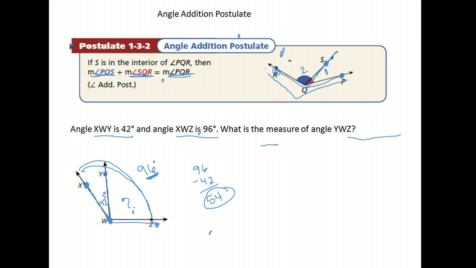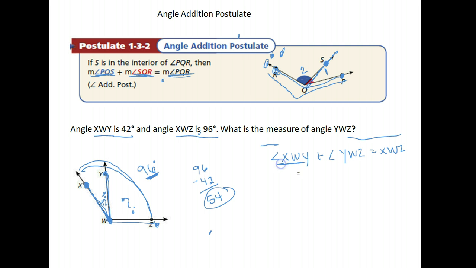Here's how we could do that using the angle addition postulate more clearly and more written out. The angle addition postulate says that when I add these two angles together, the measure of angle XWY plus the measure of angle YWZ, that was our second one, when those two were put together, they created angle XWZ. Then you can fill in the information you have.